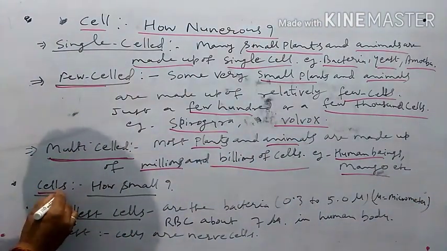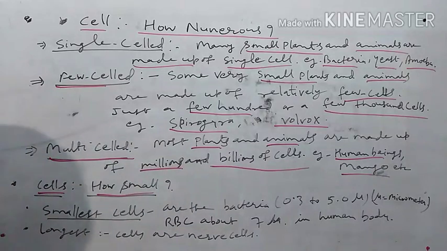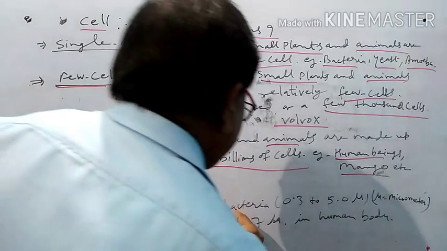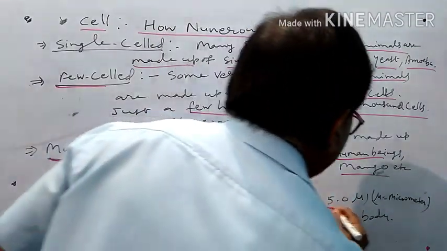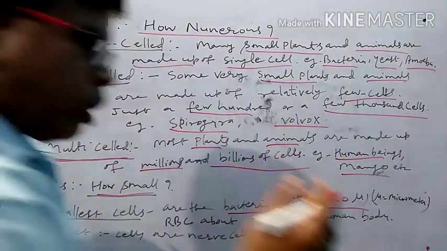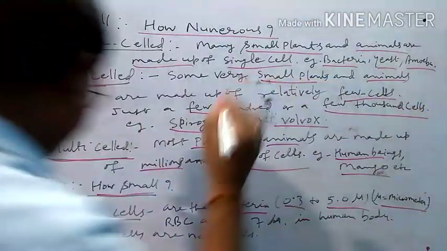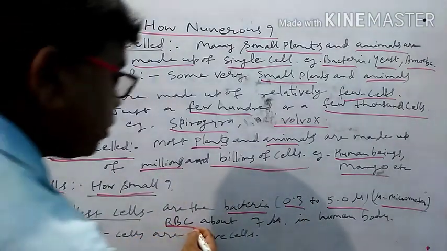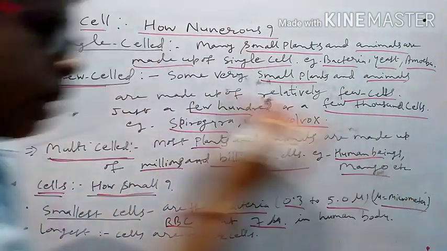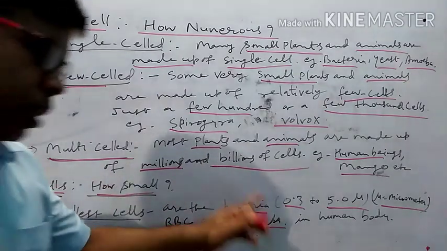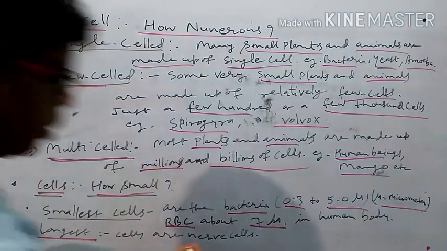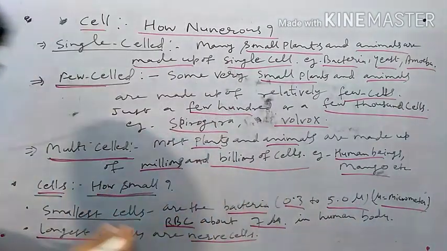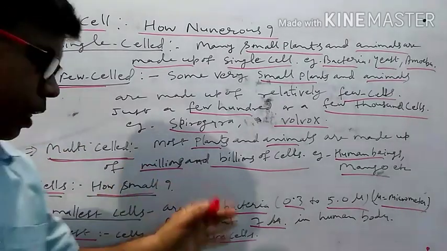Next, cells, how small? Number 1, the smallest cells are the bacteria, measuring about 0.3 to 5.0 mu. Mu is equal to micrometer. RBC are about 7 mu in the human body. 7 mu means 7 micrometer. Longest cells are nerve cells. The nerve cell is the longest cell in our body.